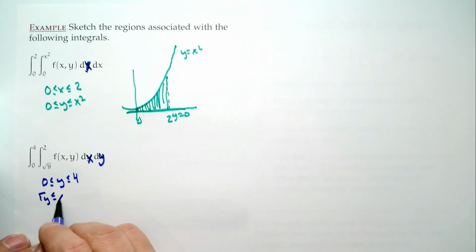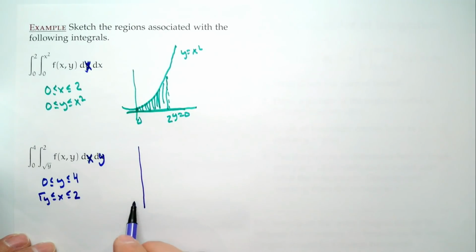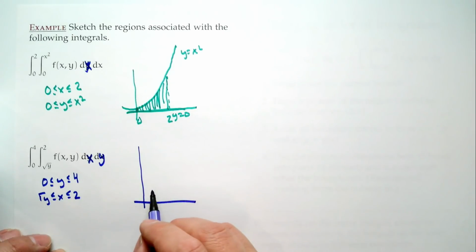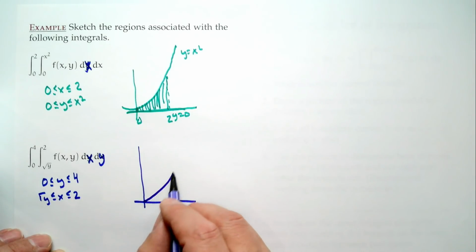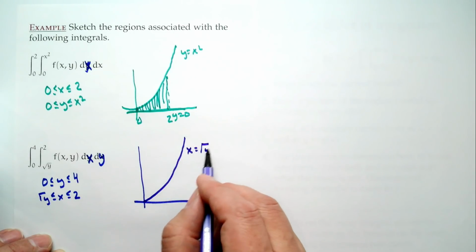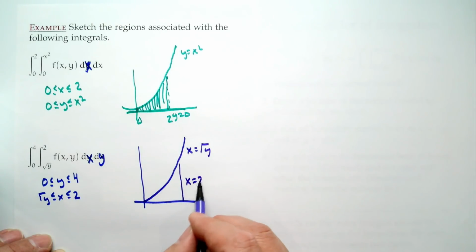Square root of y and 2. Now, let's sketch that. All right, so we have these two curves. Square root of y equals x. What does that look like? It looks a lot like y equals x squared. So this is x equals square root of y. x equals 2, well, that looks like that curve.